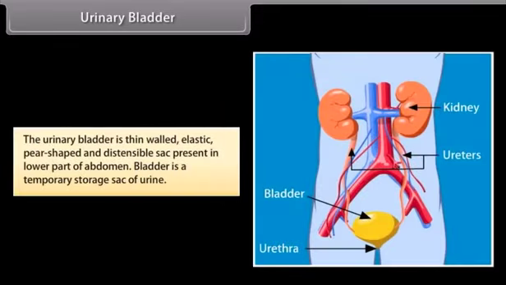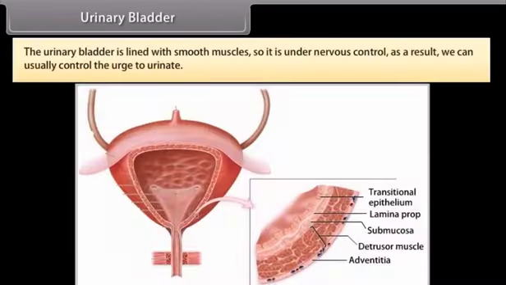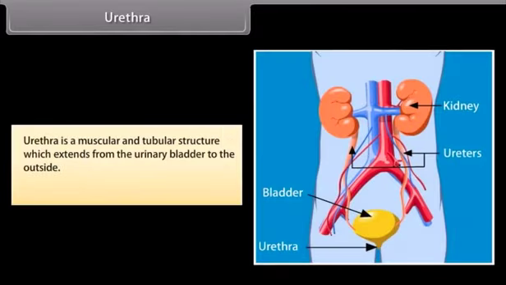Urinary bladder. The urinary bladder is a thin-walled, elastic, pear-shaped and distensible sac present in the lower part of the abdomen. Bladder is a temporary storage sac of urine. The urinary bladder is lined with smooth muscles, so it is under nervous control. As a result, we can usually control the urge to urinate. Urethra. Urethra is a muscular and tubular structure which extends from the urinary bladder to the outside. Urethra carries the urine to the outside of the body.